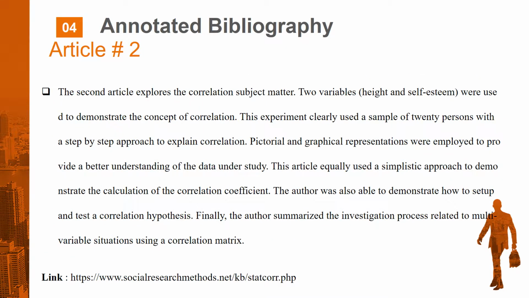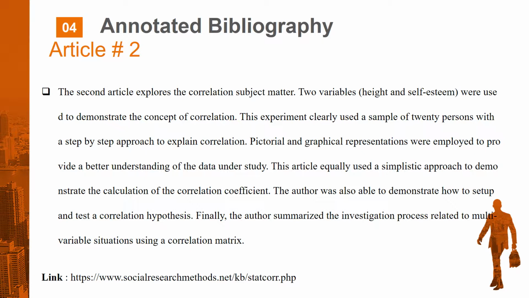The second article here came from a social research methods network. The article explores the subject of correlation. Two variables here, height and self-esteem, which are great variables, were used to demonstrate the concept of correlation. So how does your self-esteem correlate with your height? It doesn't mean that a short person has a lower self-esteem than a tall person. That's what this study was about exploring.